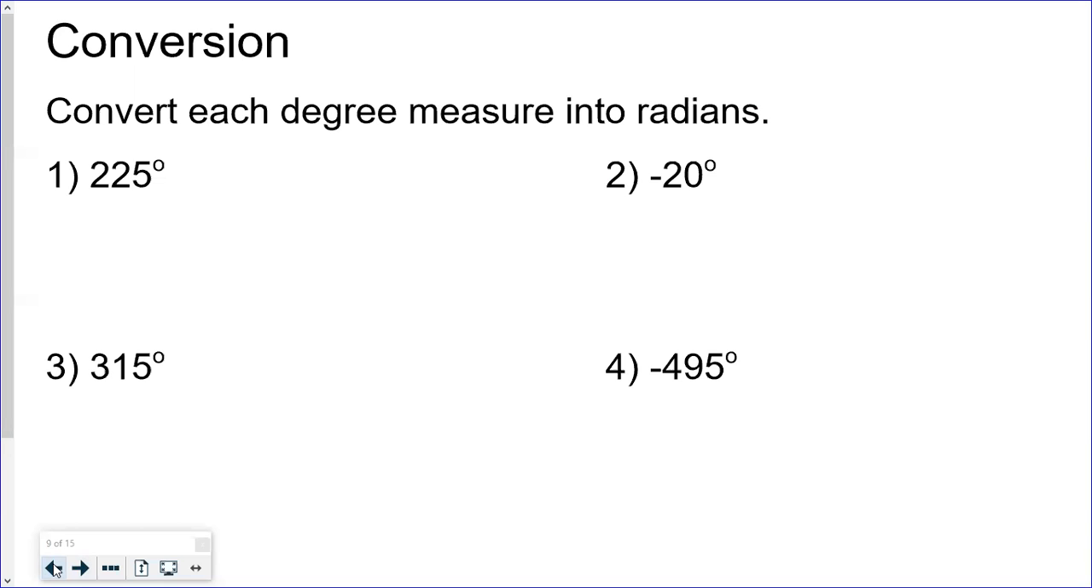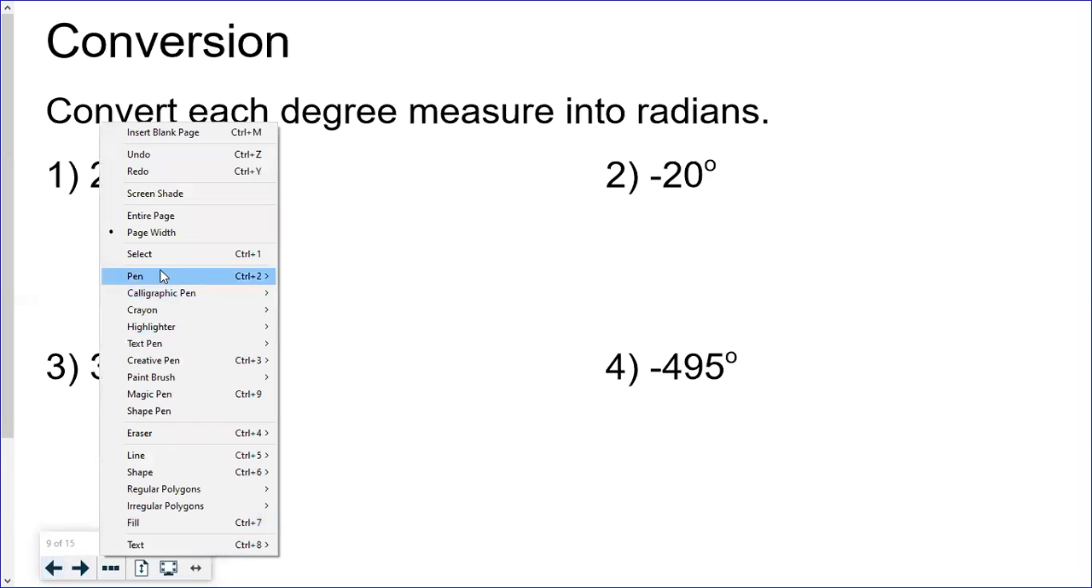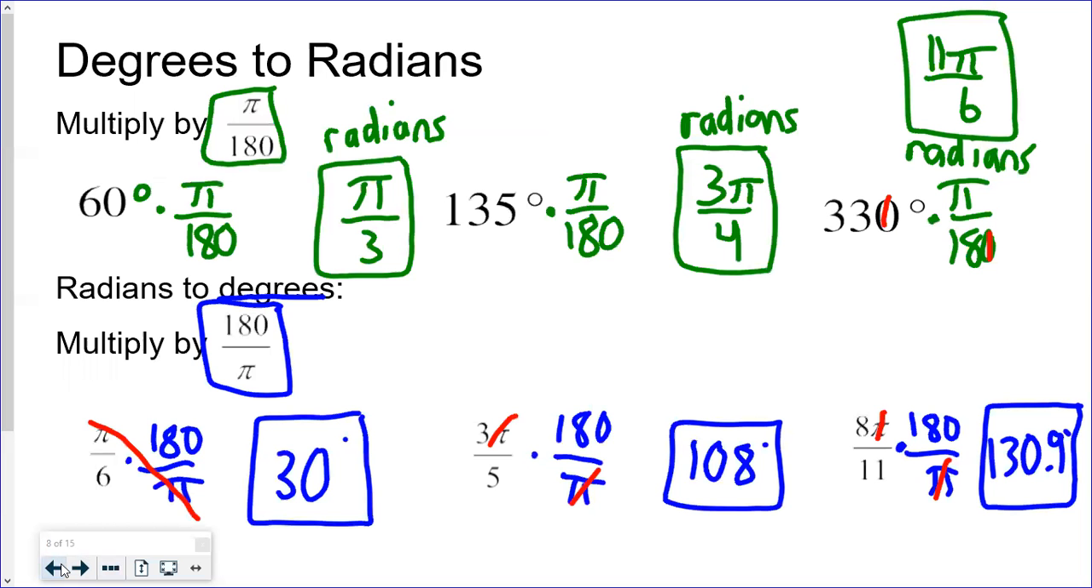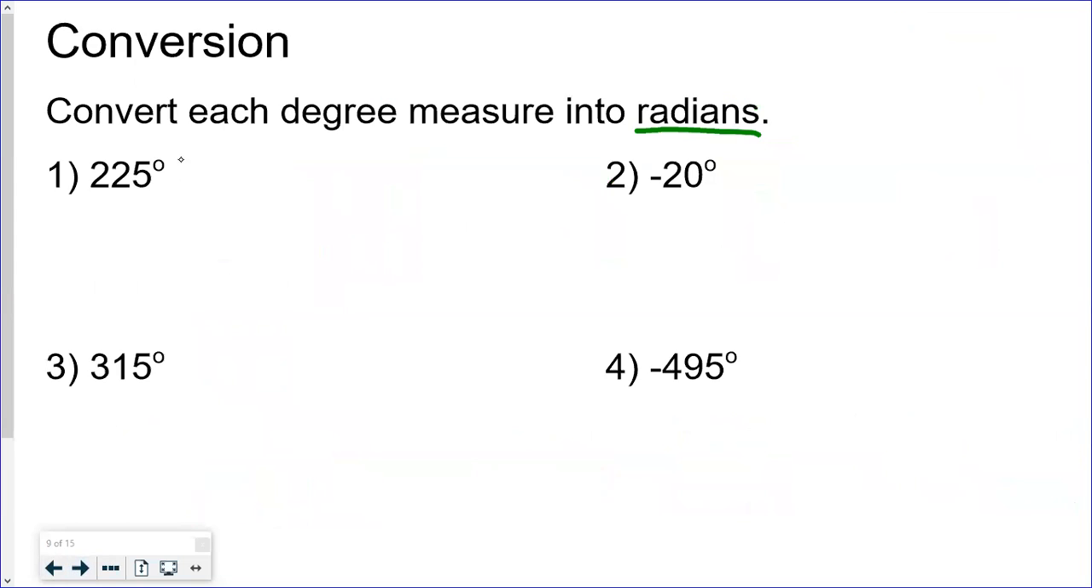So again, if I was doing number 1, 225 degrees, I want that into radians. So let's go back. Which one do we use if we're going from degrees to radians? It's going to be pi over 180. So I'm going to just times that by pi over 180.